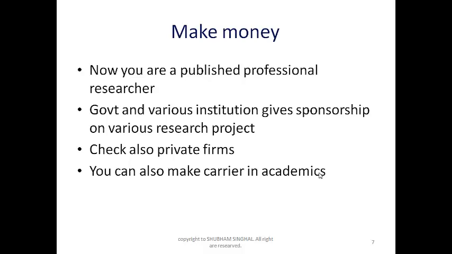You can do PhDs under various professors who have research projects. You can do jobs under various researchers as a research associate. So you can also make a career in academics. In academics, you can become a professor if you have 5 or 10 papers published in international magazines. It will boost your resume. You will surely be selected in academics.